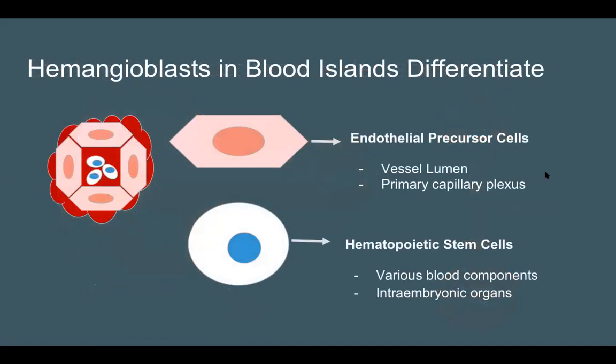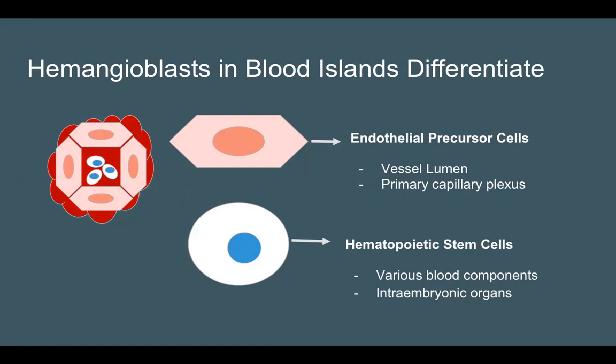Cool. So within these blood islands, the hemangioblasts are actually going to differentiate into 2 distinct cell types. The first cell type that we're going to cover are endothelial precursor cells, and these are going to be the cells that line the periphery of these blood islands, and they are going to contribute to the vessel walls. And so we are going to refer to them as the bricks of our blood vessels.